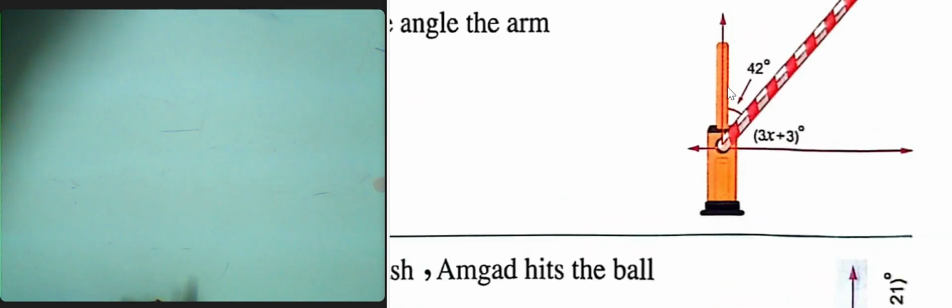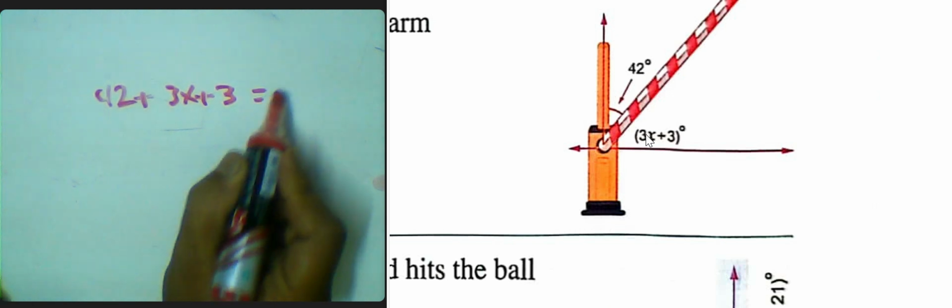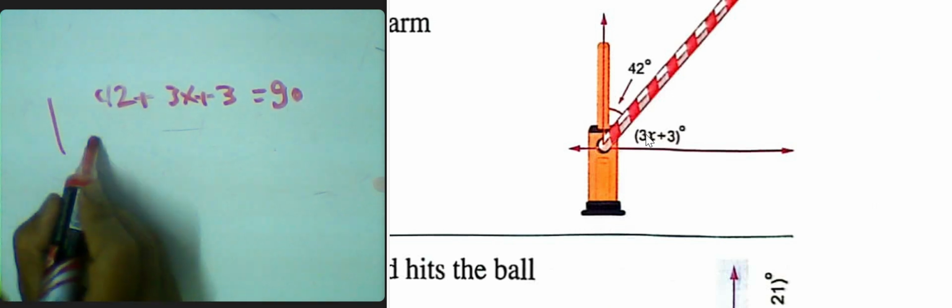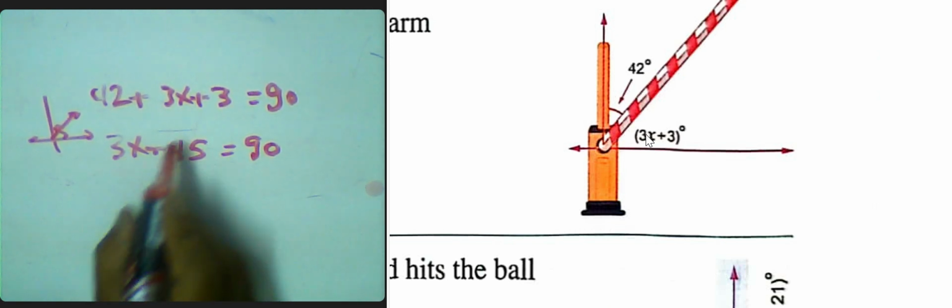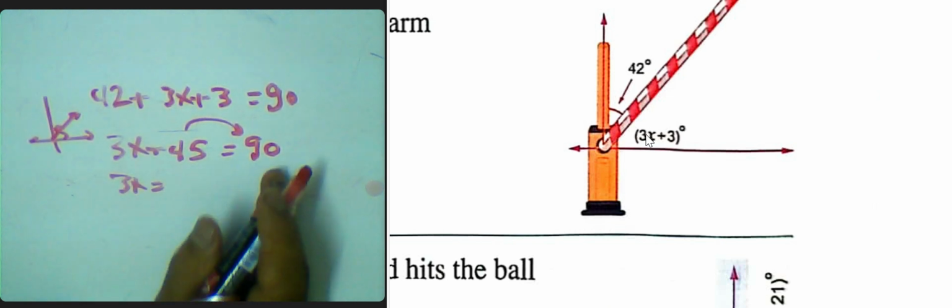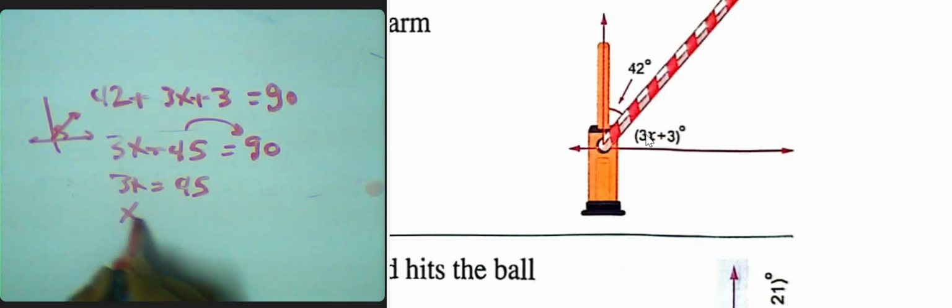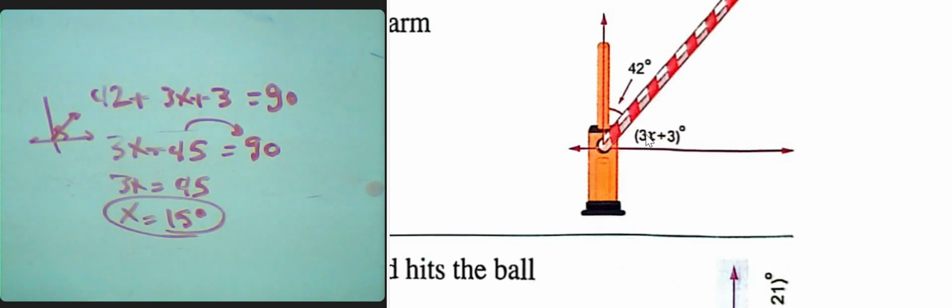Look guys, here in this example, he wants the value of x, so that this becomes horizontal. If it is horizontal, it means it is perpendicular, so the summation will be 90 degrees. That means 42 plus 3x plus 3 equals 90. We have two angles here, the sum of them equals 90 degrees. Then 3x plus 42 plus 3 will be 45. Move the 45 here, then 3x equals 90 minus 45, which is 45, then the value of x equals 15 degrees.